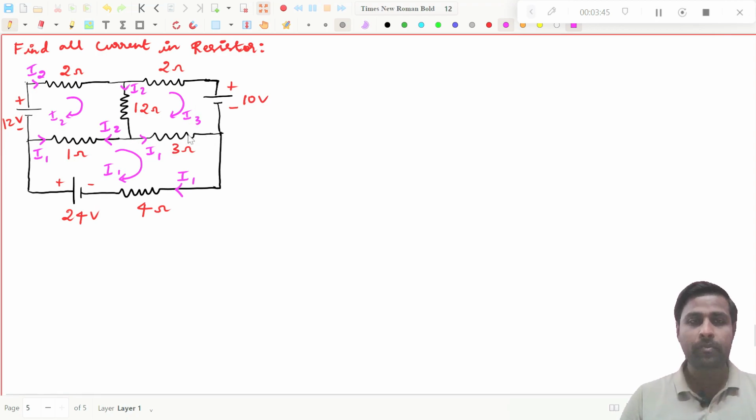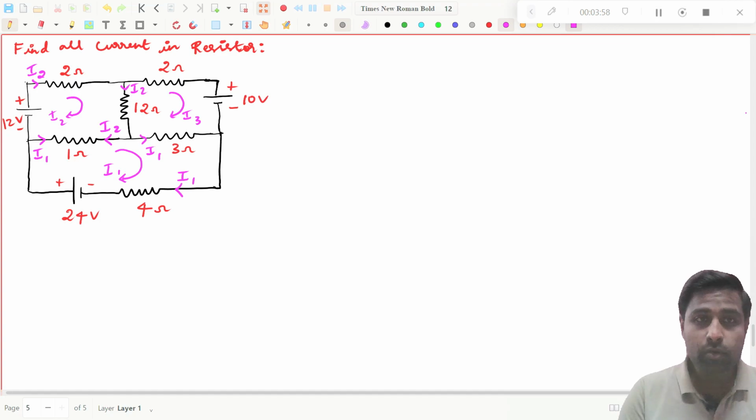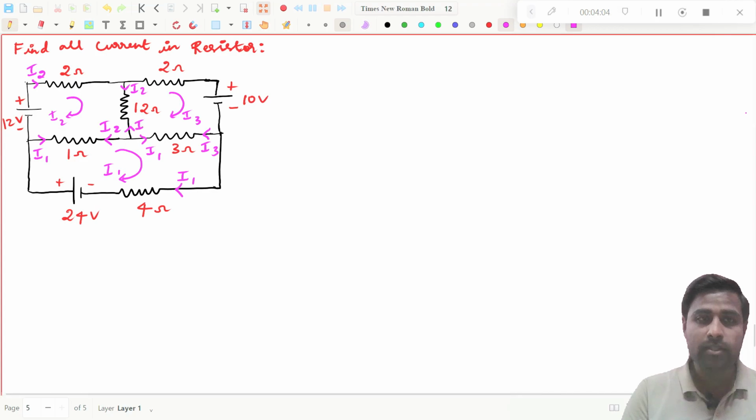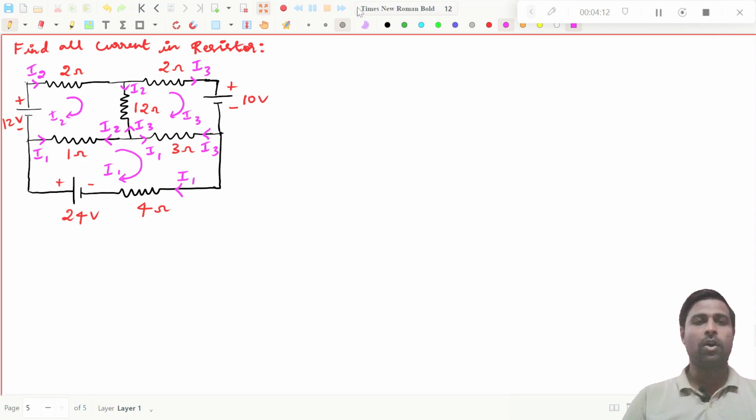Then you go to the third loop. I3 is flowing in this direction: in this direction in the 3 ohm resistor, in this direction in the 12 ohm resistor, and in this direction in the 2 ohm resistor. So I will draw that. I3 is flowing in this direction, and in the 12 ohm resistor it will be in this direction, and the 2 ohm resistor I will draw here for clarity. So now we have drawn all the current directions in the resistors.